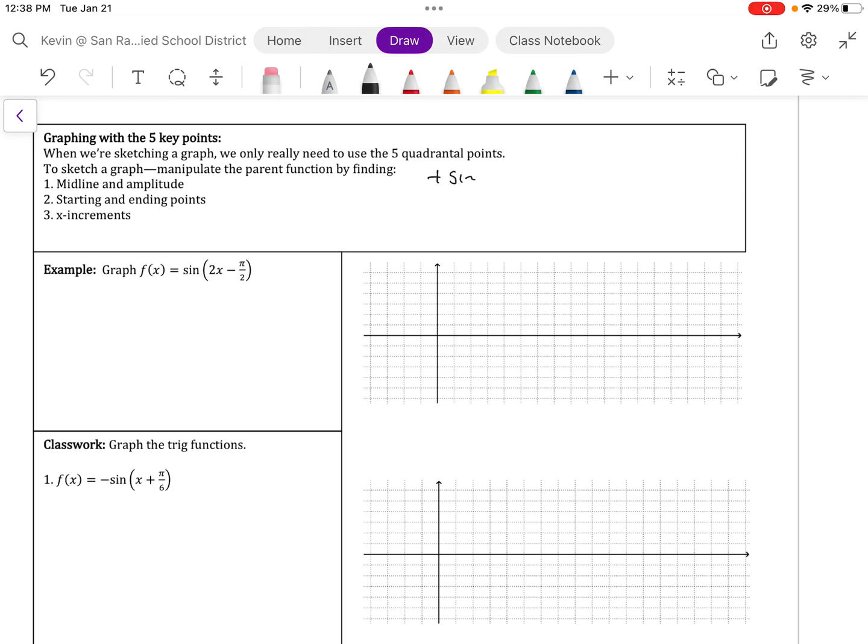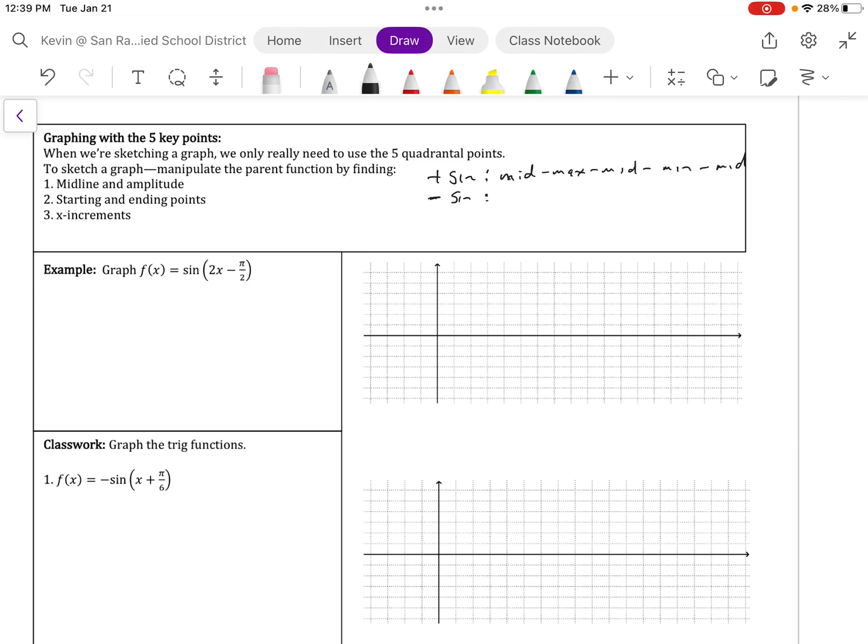If our graph is a positive sine, then that means our graph is going to start at the midline. It's going to go to its max. It's going to come back to its mid. And it's going to end at its minimum. No, I'm sorry. It's going to go mid, max, mid, back to the midline, to the minimum, and it's going to end at its midline. It starts and stops at the same place.